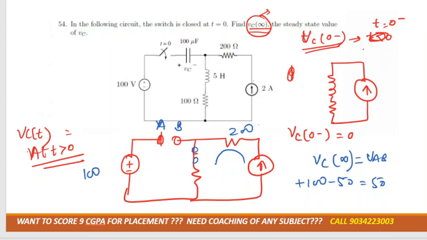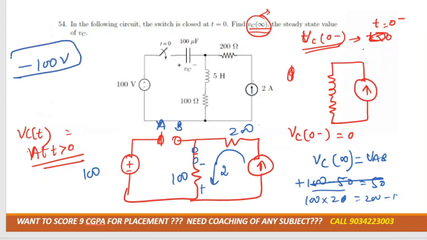See here, the current is flowing like this, 2 ampere, but we are flowing like this, positive, negative. So opposite case: 100 minus 100 into 2, 200, 200 minus 100, 100 volt only. You are getting minus 100 volt. Okay, Vc of infinity you are getting minus 100. Understood? No? Okay. See by my method, please.